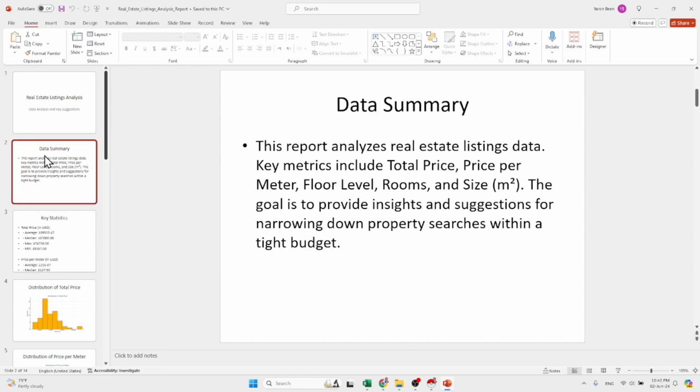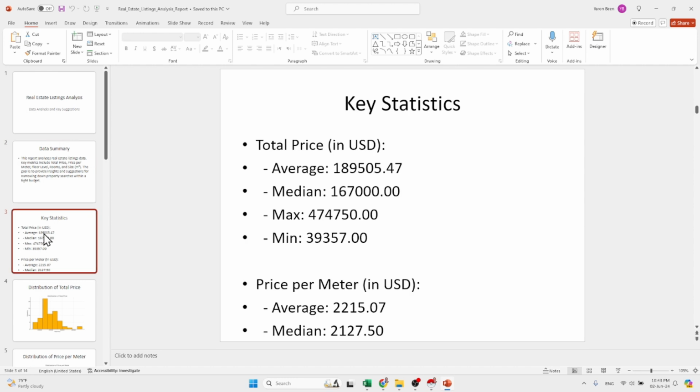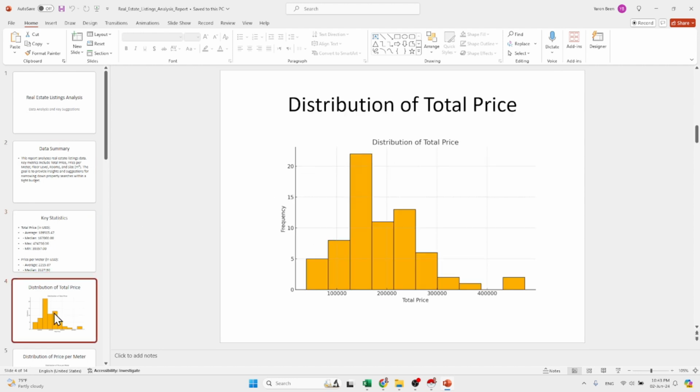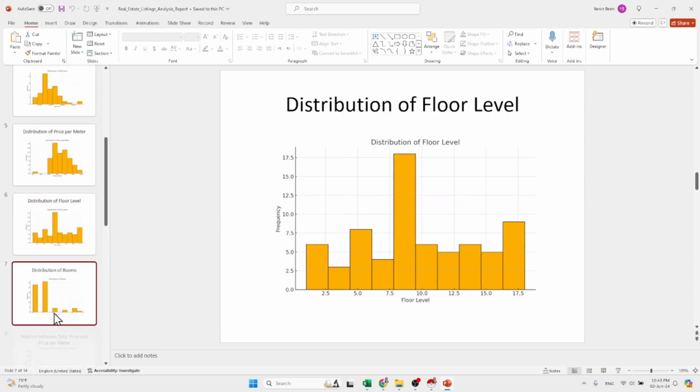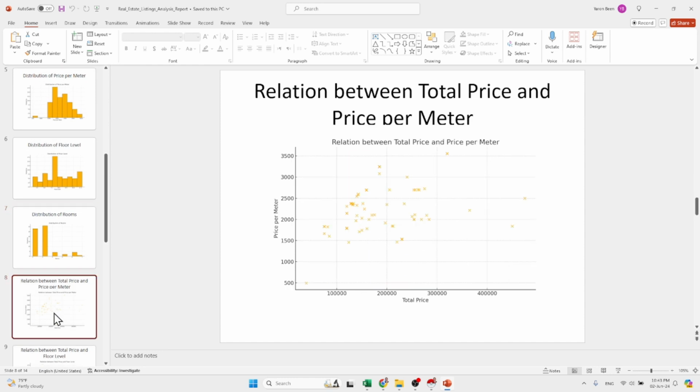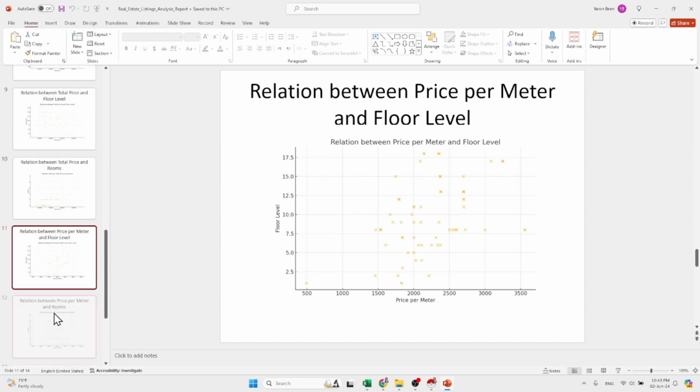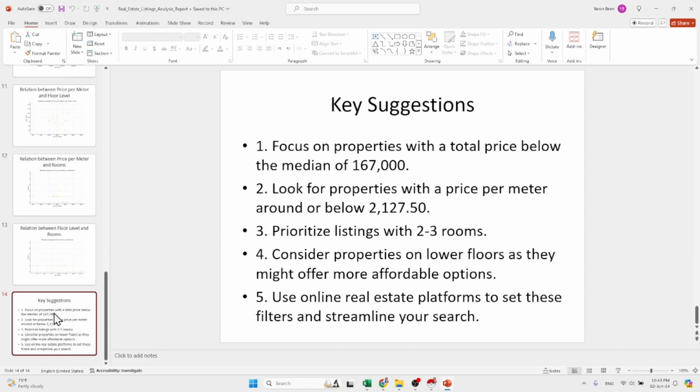I didn't touch anything. This is the data summary. This report analyzes real estate listing data. Key metrics include total price, price per meter, floor level, rooms, and size. The goal is to provide insights and suggestions for narrowing down property searches with a tight budget. Key stats: distribution of total price, distribution of floor, etc. Now the relationship between the total price and floor level, etc. Now key suggestions. Focus on properties. These are the key suggestions that I just read to you.